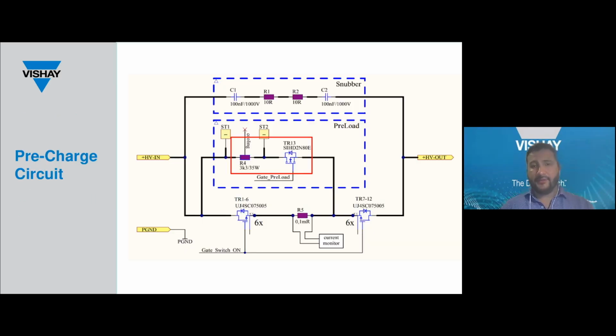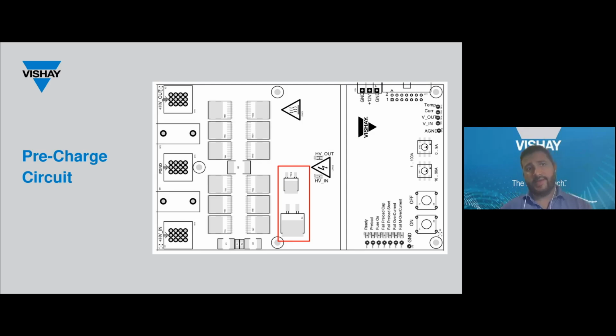To mitigate inrush current during vehicle startup with uncharged capacitor banks in the load, another Vishay high voltage MOSFET, here you can see it labeled as TR13 in the schematic, was used. And also a power resistor labeled R4 here in the schematic. This is used for a two-stage pre-charge function. Here you can see it in the layout. The main pre-charge components are located on the top side of the board near the 12 main power switches.